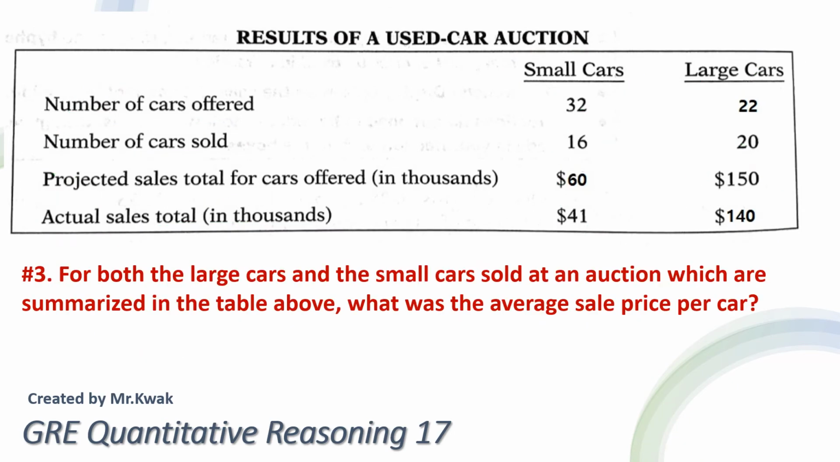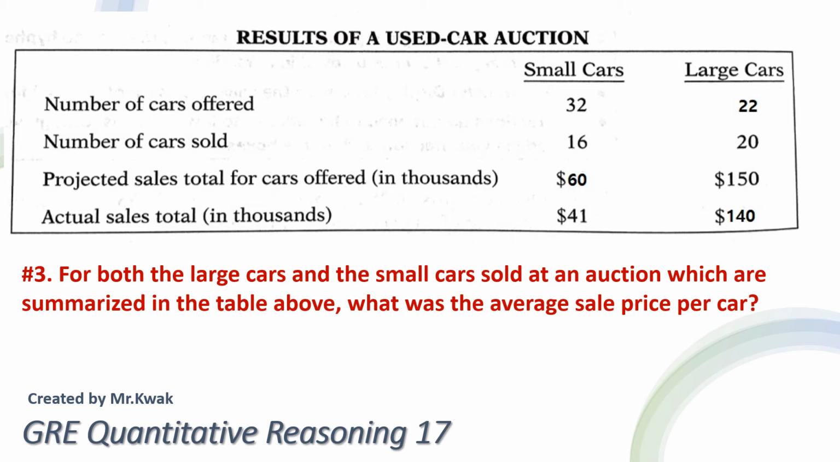Let's move on to the next one, guys. It's question number 3. I will give you 3 to 5 minutes again, so pause the video and solve it by yourself. Number 3: for both the large cars and the small cars sold at the auction, which are summarized in the table above, what was the average sale price per car?